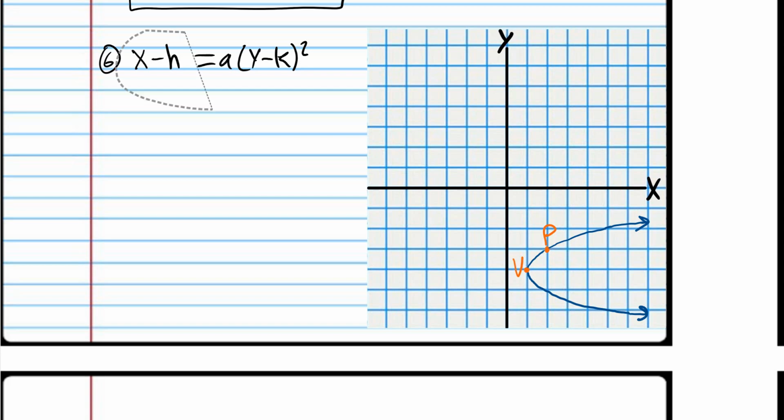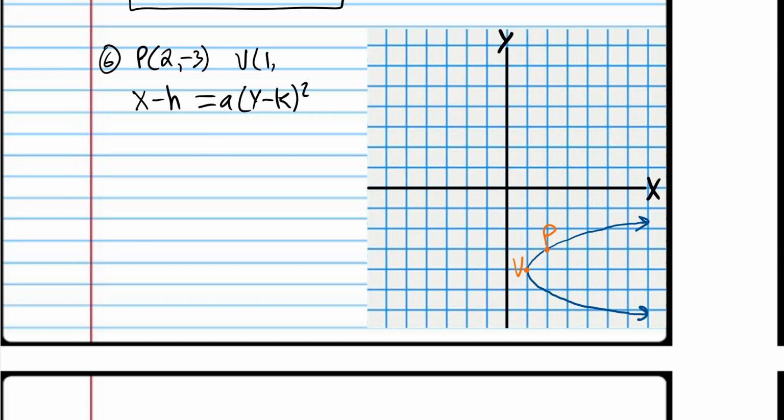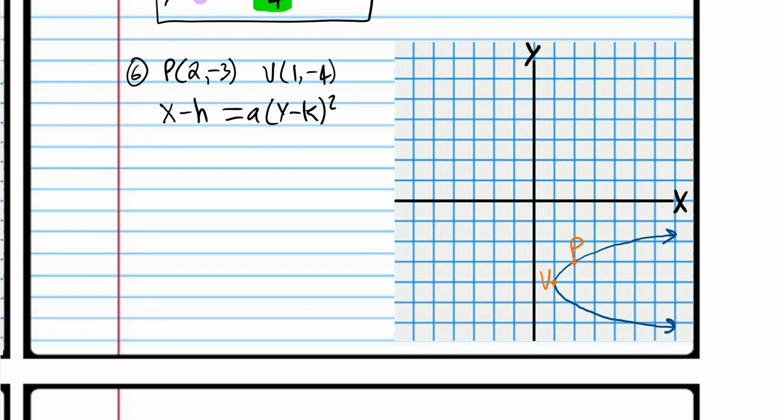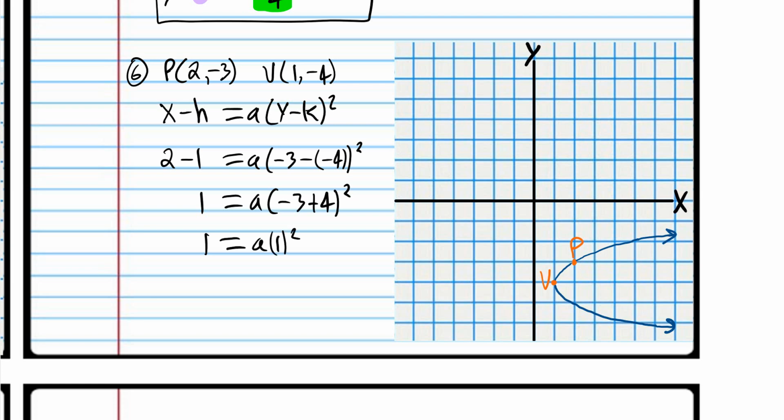Okay, so first, before we plug in numbers, let's write the coordinates of our point. That point is 2, negative 3. And the vertex is 1, negative 4. Okay, so now we're going to plug in. So the x value of our point is 2. The x value of the vertex is 1. The y value of the point is negative 3. And the y value of the vertex is negative 4. So we have 1 is equal to a times negative 3 plus 4 squared. And that's 1 squared. a is equal to 1.